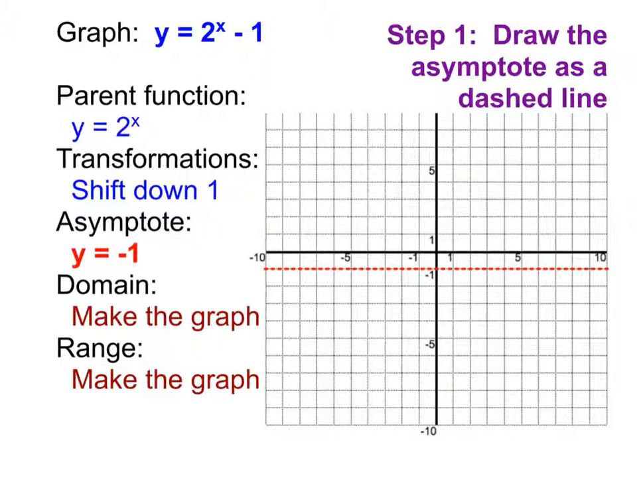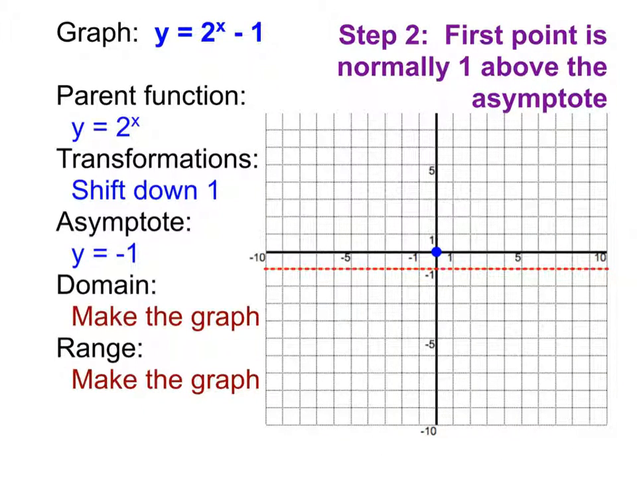When making these graphs, step 1 for making an exponential graph is draw the asymptote in as a dotted line. What we're doing by drawing in that asymptote is we're giving ourselves a new reference. Because like the first point we plot, what's anything to the power of 0 again? 1. That means that our first point is 1 above the asymptote.